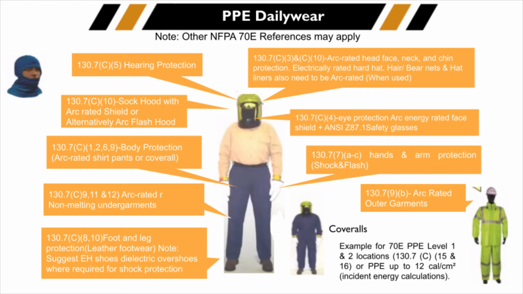So if I give you a quick pictorial reference of the different sections of NFPA 70 2015 and what's required, I'm not going to read each one, but you can get a quick view of what is allowed or required. This is an example for what you would typically call level 1 or level 2, or up to 12 cal if you do the calculations. Now, I would probably stop this at 10 cal just to allow for more headroom. And again, outer garments also need to be arc rated. This could be shirt and pants or coveralls, as I mentioned earlier.